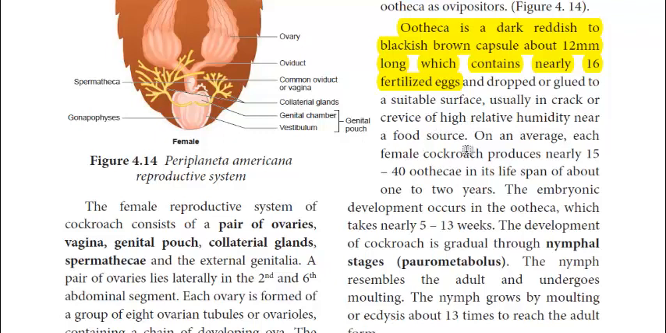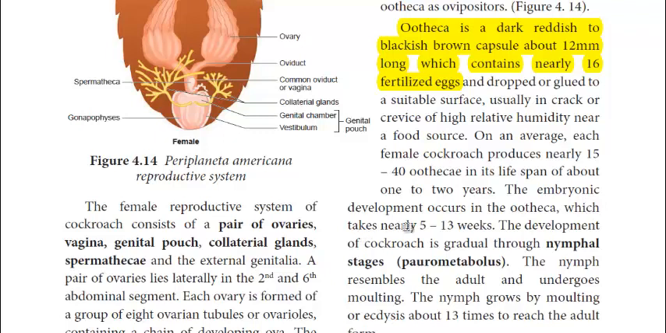You may have seen the cockroach's egg case. How many eggs will be inside it? 16 fertilized eggs will be there. On an average, each female cockroach produces nearly 15 to 40 ootheca. So it does not lay just one egg case, each one has 16 fertilized eggs, and it lays 15 to 40 ootheca. Its life span is about 1 to 2 years, so within 2 years it produces 15 to 40 ootheca.